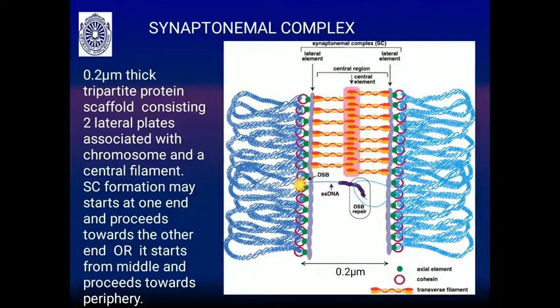What is the thickness of this complex? It is a tripartite protein scaffold about 0.2 micrometer thick, consisting of two lateral elements and a central element. All these are proteins, called synaptonemal complex proteins. They have been identified and characterized already, so you can study more about this if you are interested. There are two lateral plates associated with the chromosomes.